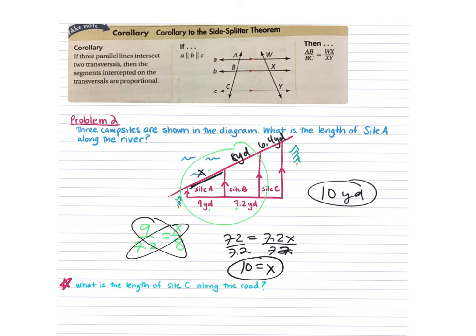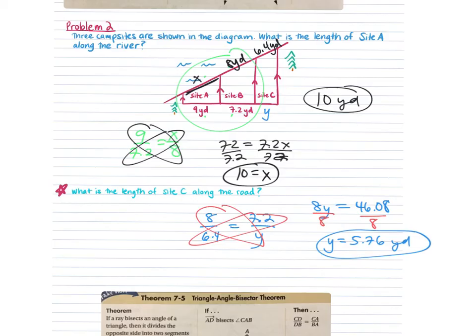Now press pause and find the length c. What's this length here? Then check back for the solution. For this one, I'm using these four. I did 8 over 6.4 equals 7.2 over y, and I cross multiplied and got that this length here is 5.76 yards.